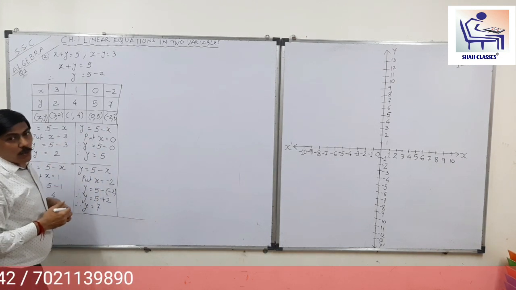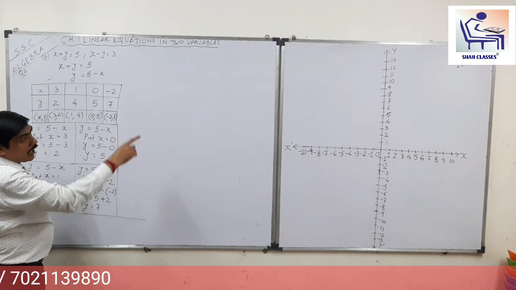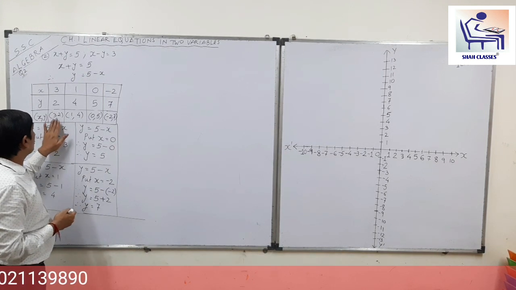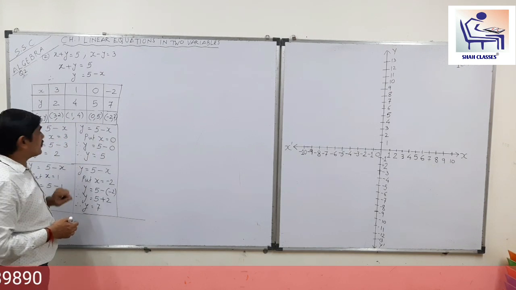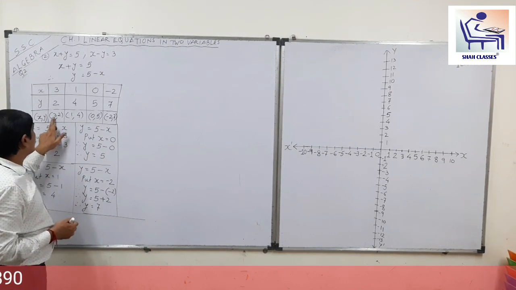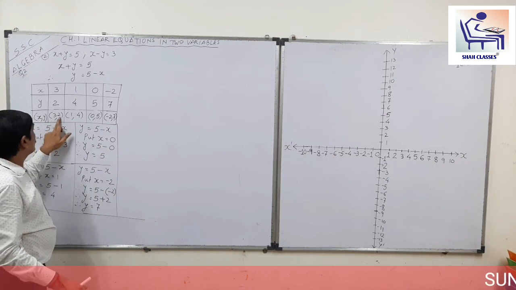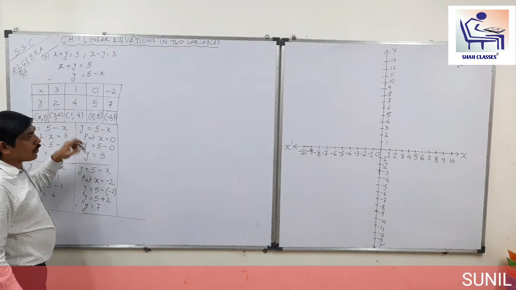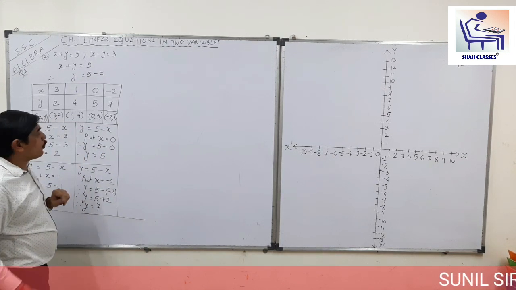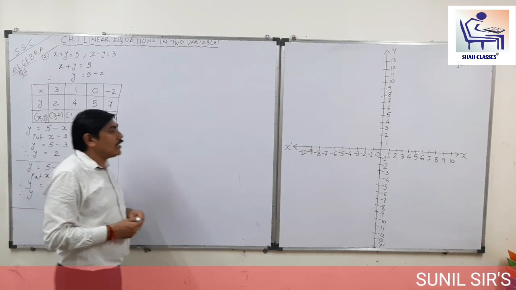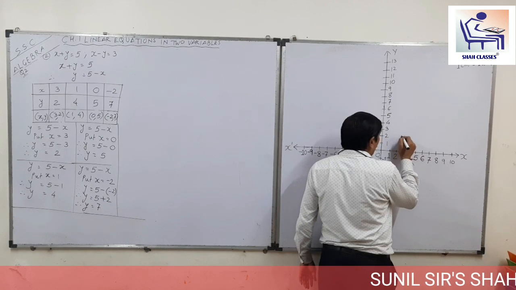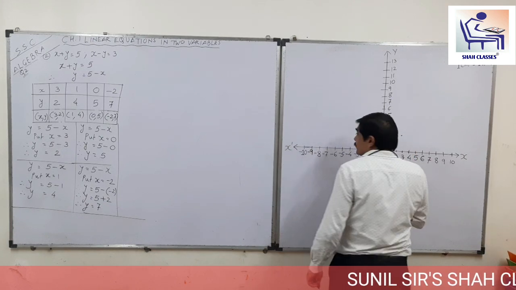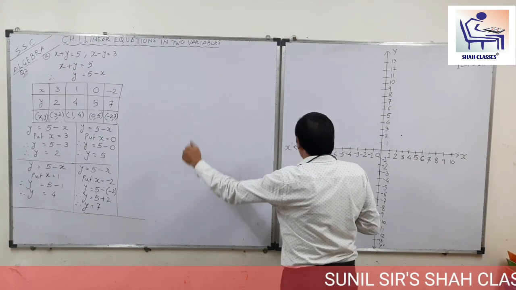Now we have to plot these four points on the graph paper. So remember 3, 2, 1, 4, 0, 5, minus 2 and 7. This is your x coordinate, so you have to see on the x axis. This is your y coordinate, so you have to see on the y axis and you have to plot the point. So first point is 3, 2 and here your 2. Now the second point is 1, 4.